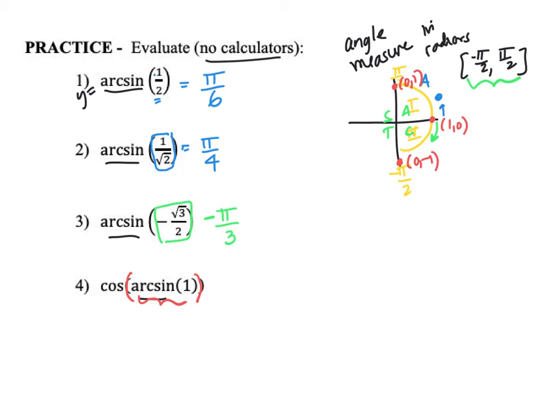Sine is associated with the y value, so when is the y value equal to a positive 1? That's at pi over 2. So this whole thing becomes pi over 2, because that's the angle measure that represents arc sine of 1. So now we're actually calculating cosine of pi over 2, and cosine of pi over 2, you can see with that ordered pair here, is just 0.